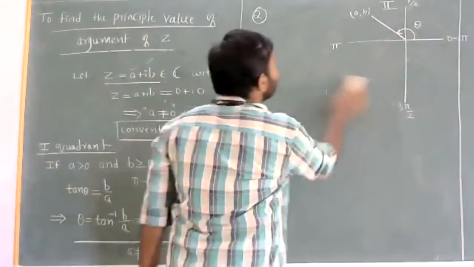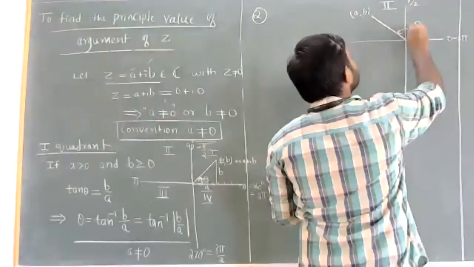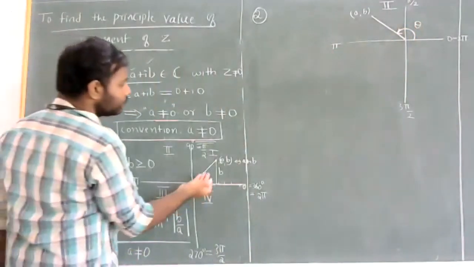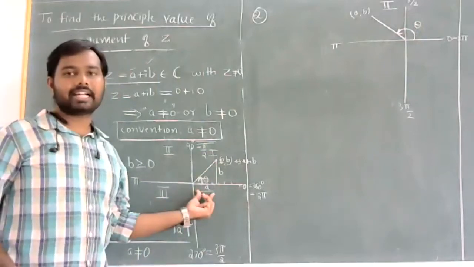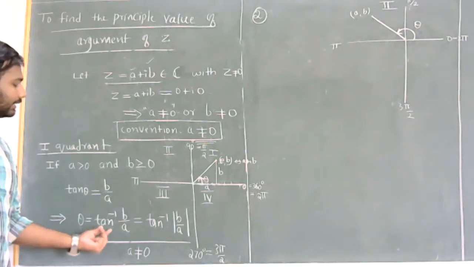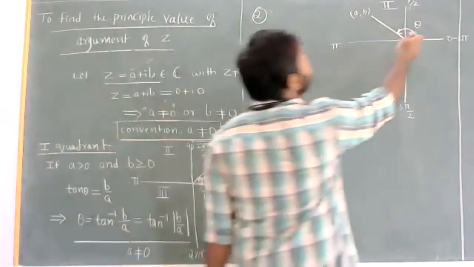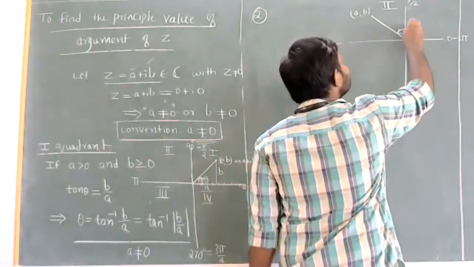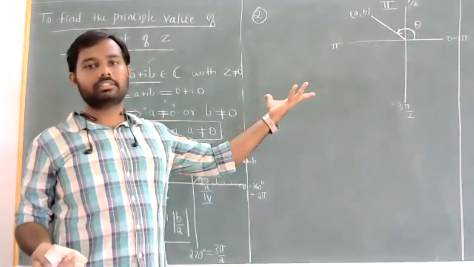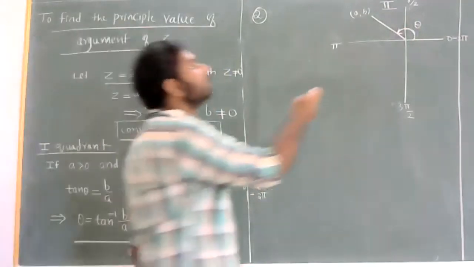Now, how to calculate this theta? How to measure this theta? In the first case, we were able to draw a right angle triangle, so we could consider trigonometric functions. So theta was just tan inverse of b by a. It was very simple. But in this case, to measure this angle, we cannot consider any right angle here directly. So what shall we do here?